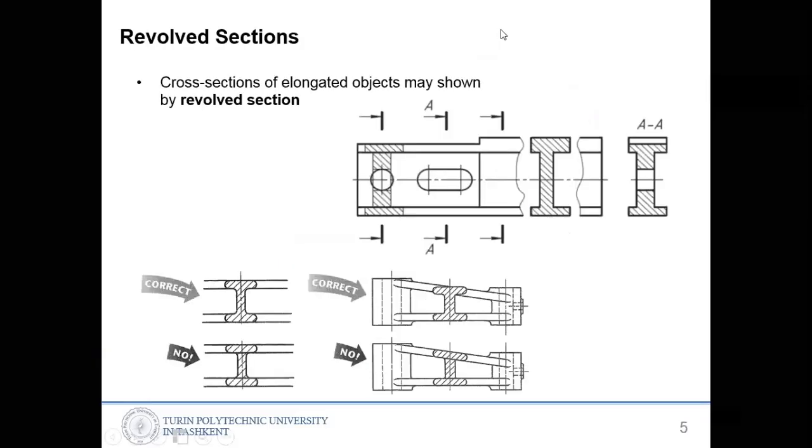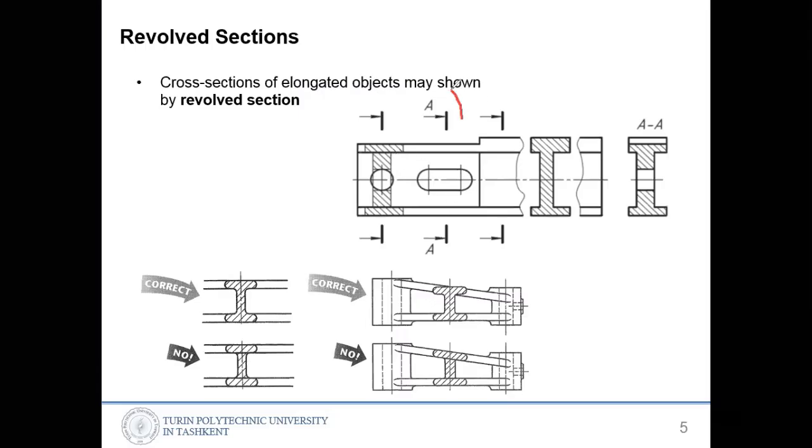Revolve section. Revolve section we use in long objects to show the cross section of a long object. The cross section of elongated objects may be shown by revolved section. Okay, how to do this? There is a way.